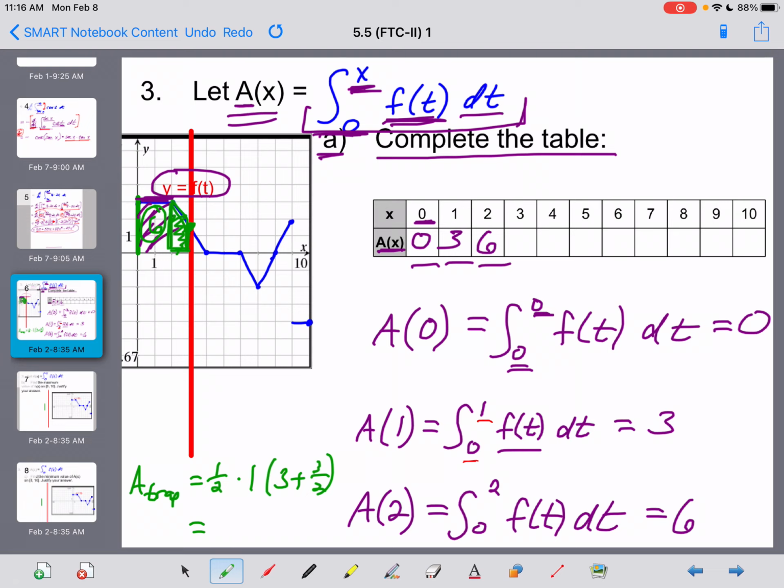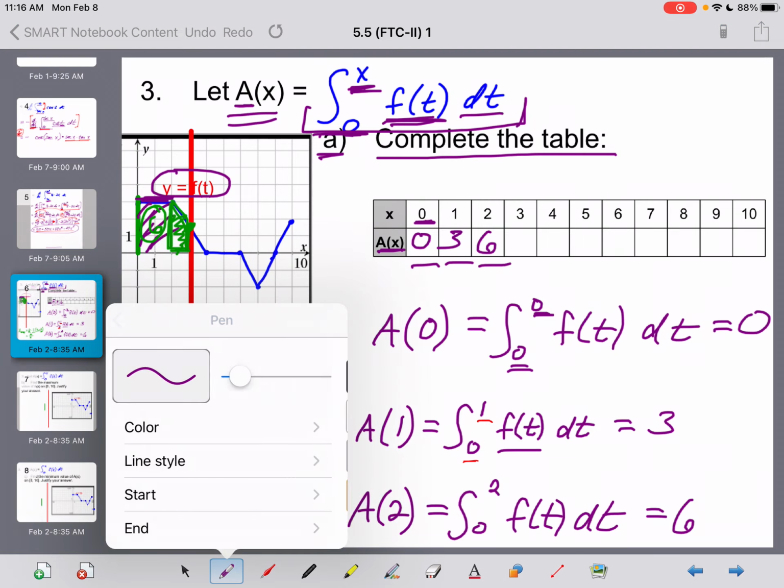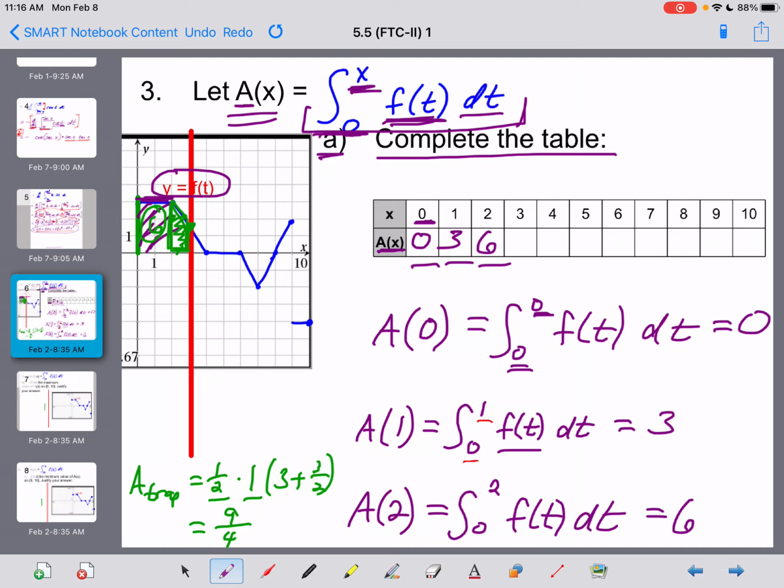So this is a little bit ugly. 3 plus 3 over 2, that's 4.5 or 9 over 2, times 1 times 1/2 is going to get us 9 over 4 for the area of that green trapezoid. That is 2.25. We are going to add that to the 6 that we had prior to this, everybody. So that 6, we are going to add 2.25 to, and it is going to be 8.25. And I hope I don't get too many more fractions because that was hard to fit in that box. That's where we're at. Let's keep going.